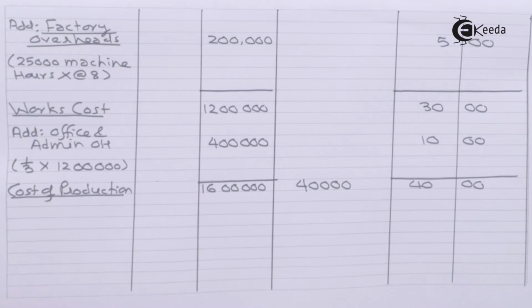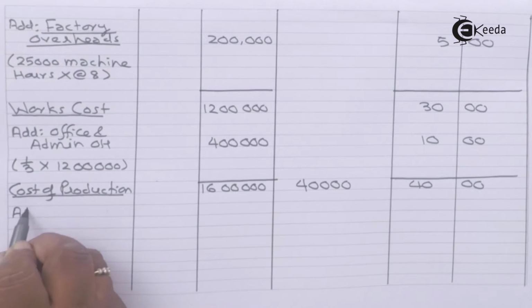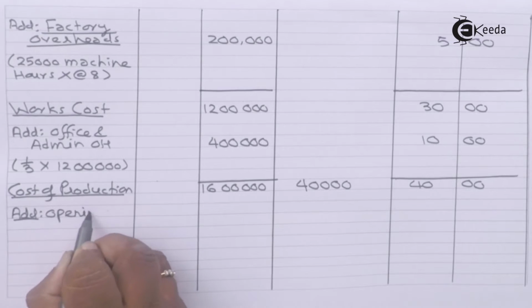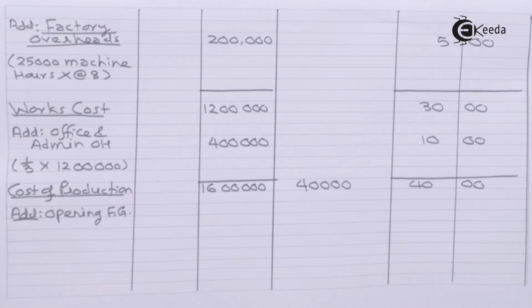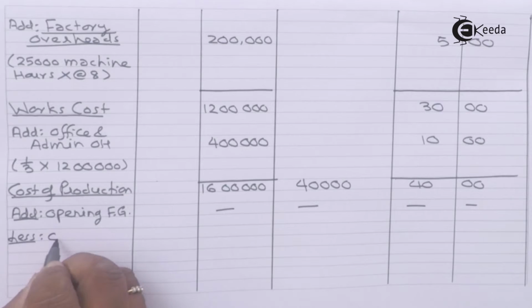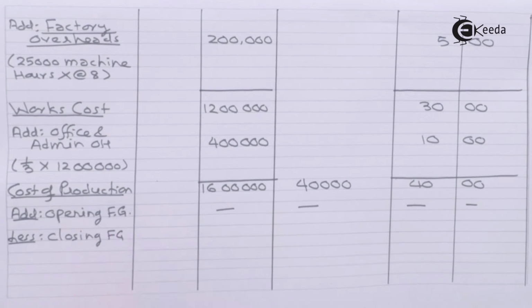To this we are required to add opening stock of finished goods. In question, opening stock of finished goods is not given. If it is given, we are required to add it. Less closing stock of finished goods. They have said that there will be a closing stock of 4,000 units. So that 4,000 units we are required to deduct from cost of production.